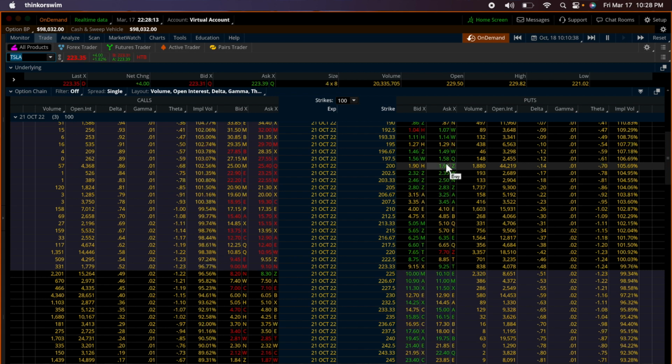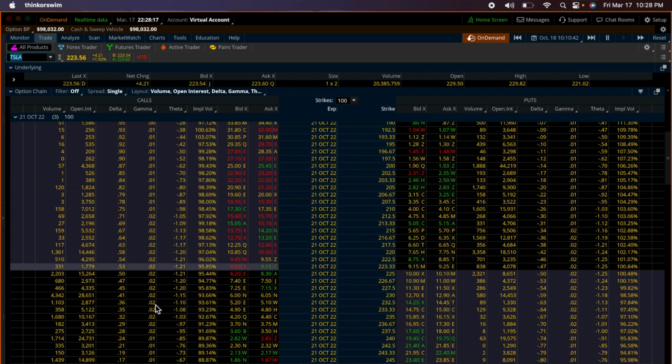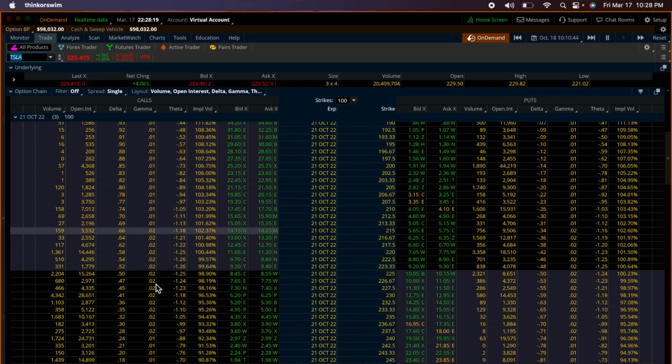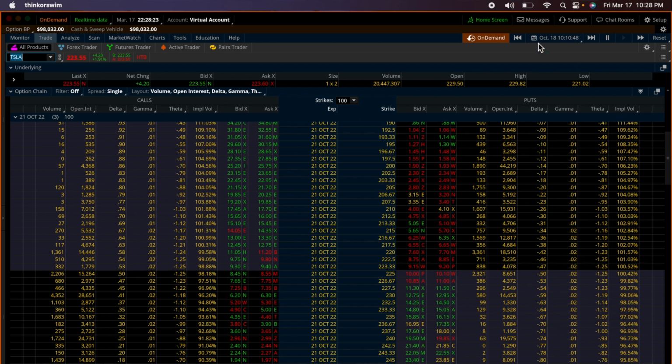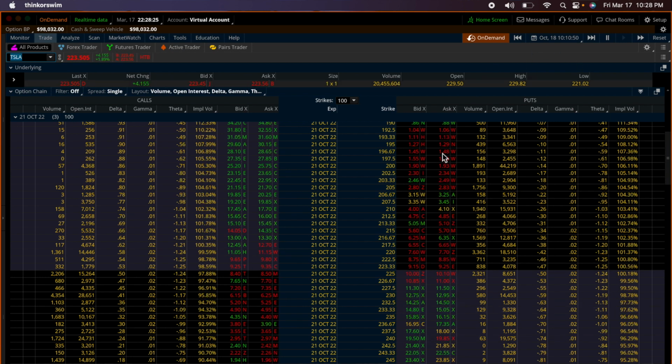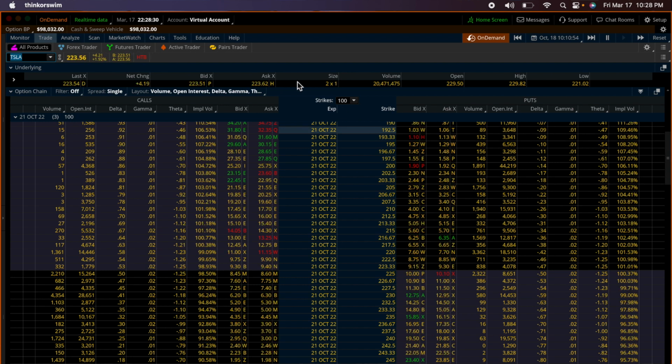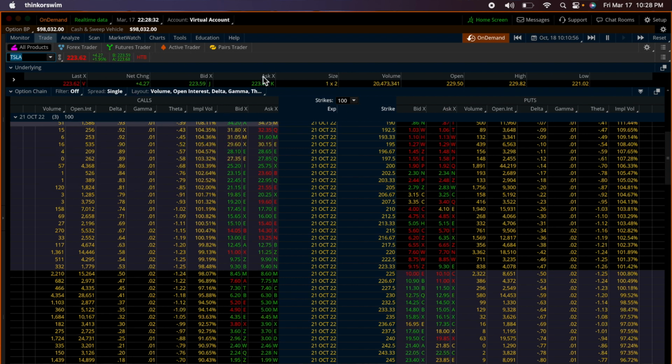Remember, when you buy a call option contract, you are betting on the stock to go up. When you buy a put option contract, you are betting on the stock to go down. Within the option chain, the call options can be found on the left side of your screen, and the put options can be found on the right side of your screen.